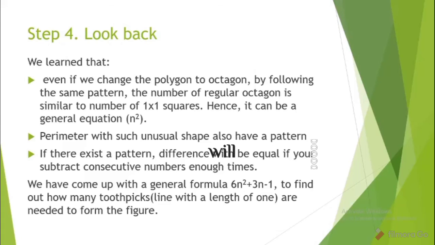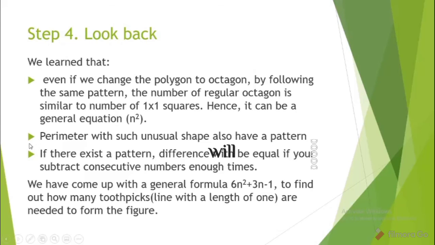So looking back, we have learned that even if we change the polygon to octagon by following the same pattern, the number of regular octagons is similar to the number of 1 by 1 squares. Hence, it can be a general equation. So kahit palitan pa natin yan, kahit gawin natin yung dodecagon, or pentagon, or hexagon, 2n pa din by following the pattern sa illustration. And the perimeter with such unusual shape also has a pattern. So pag yung pinagpatong-patong nating octagon, meron pa rin pattern yung perimeter noon kahit papaano. And 1 degree lang siya. Ibig sabihin, very simple yung pattern ng perimeter niya.